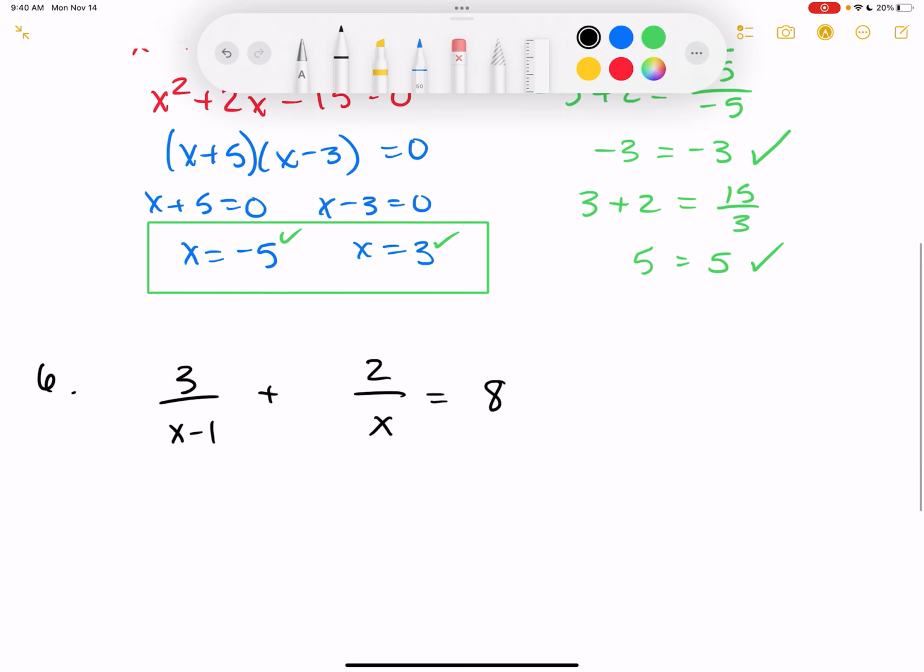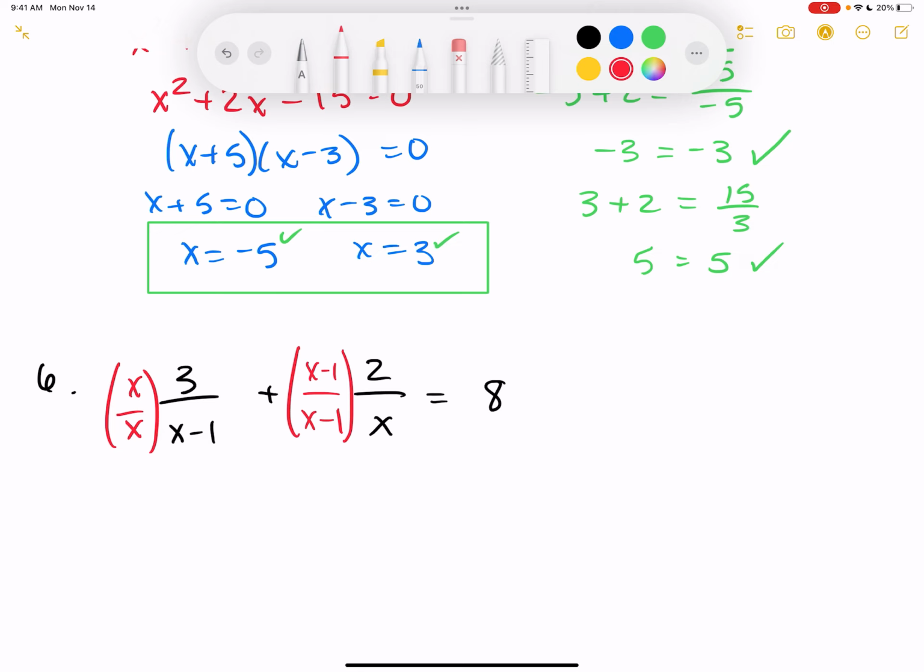With this one, it's not one thing being multiplied all the way across, so we're multiplying each individual one on the left to get a common denominator. Okay, we need a common denominator. So I need to multiply the first one by x over x, and I need to multiply the second one by x minus 1 over x minus 1.